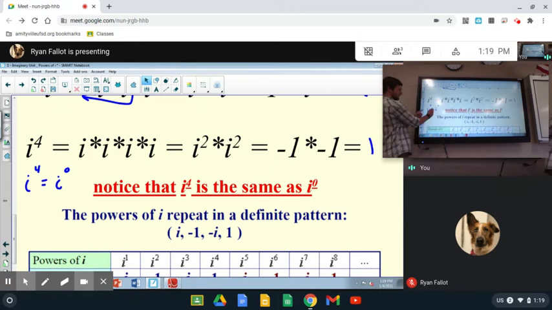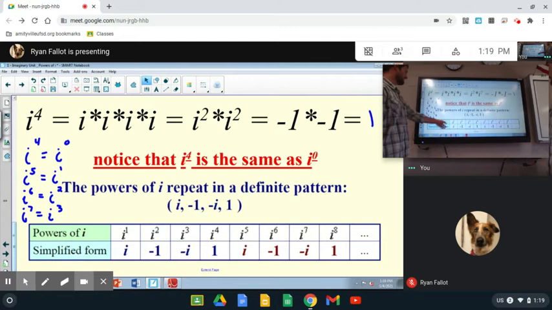Well, if you added 1 to these, i to the fifth is going to be equal to i to the first. If you added another one, i to the sixth is equal to i to the second power. i to the seventh would be i to the third power. i to the fourth would already be up here. So this is what we're talking about, a cyclical cycle. It just follows the same pattern over and over and over again. And this is the pattern.